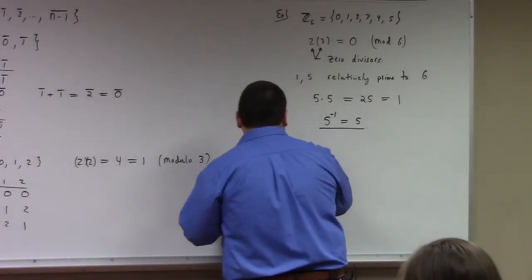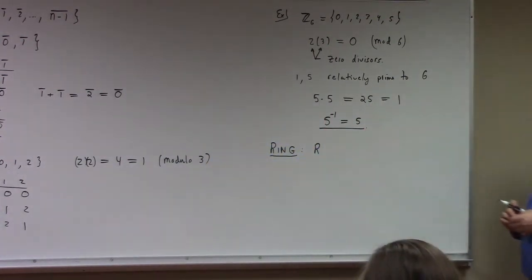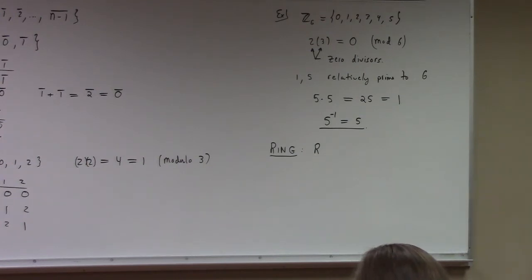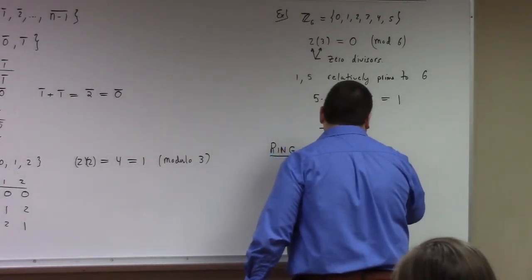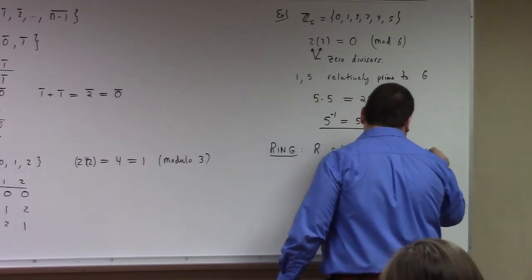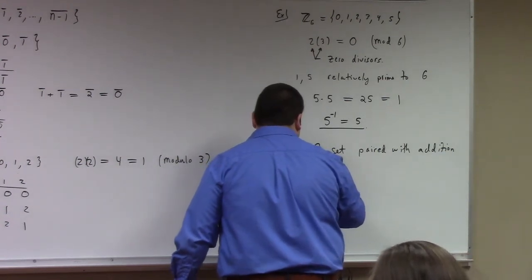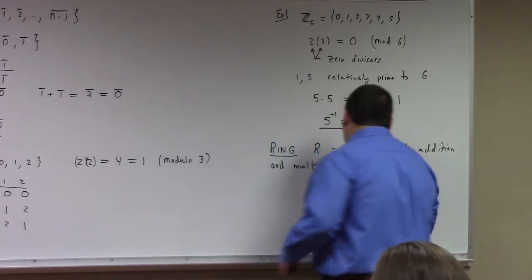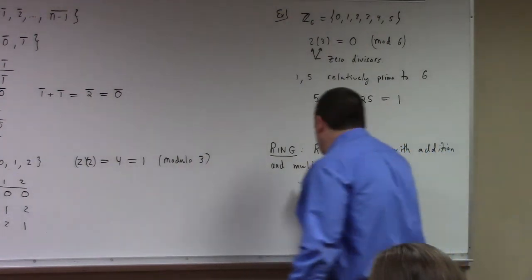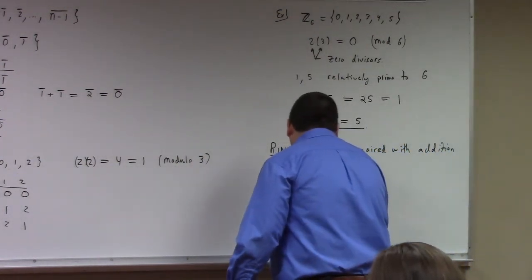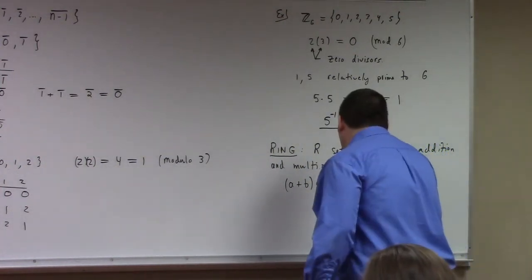So what's a ring? A ring R is a set paired with addition and multiplication. So how do addition and multiplication work? Well, they work like you know. I mean, what's (a plus b) times c? What's that going to be equal to? Yeah, a times c plus b times c.